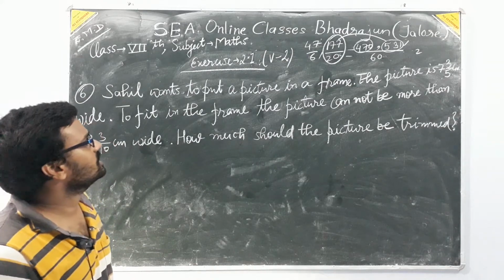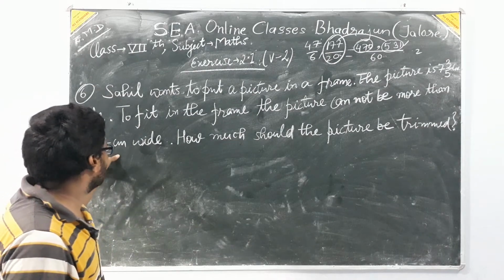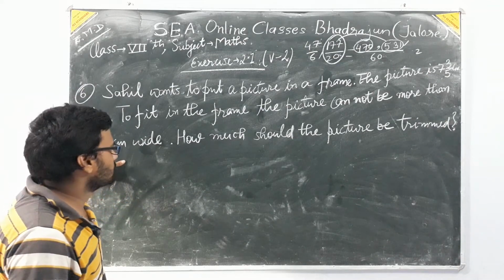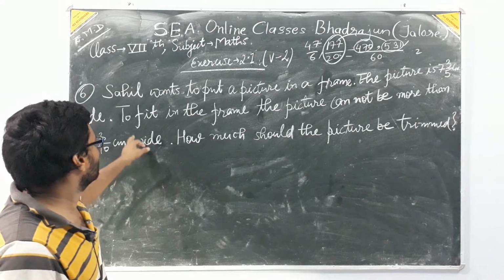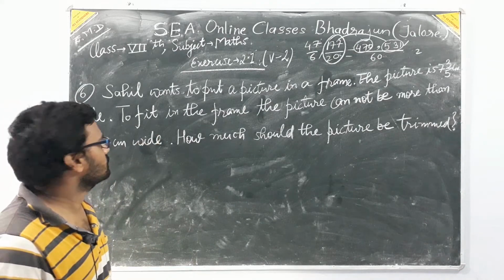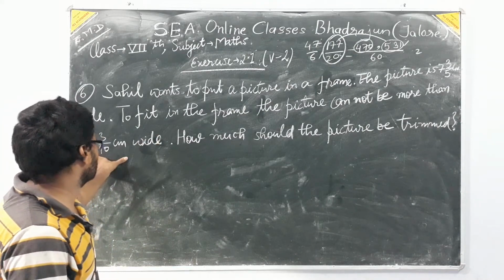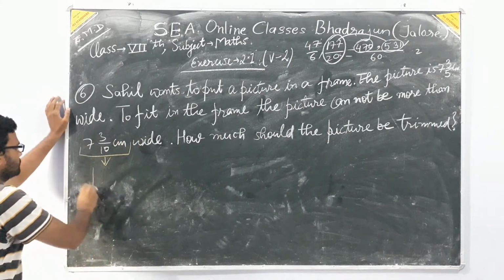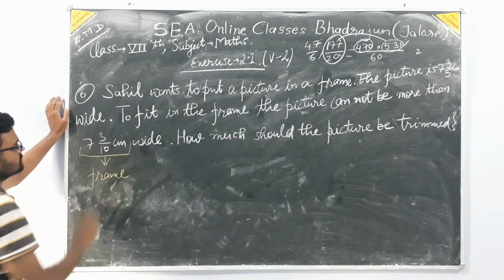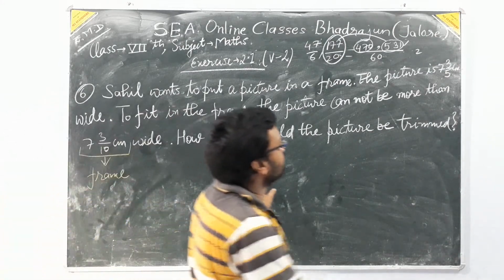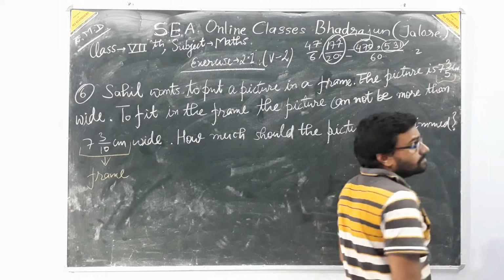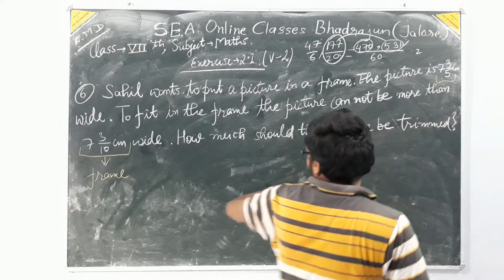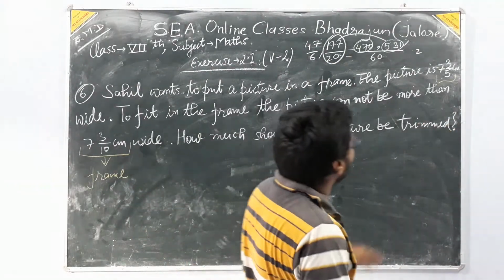So we have to subtract this length. Actually the picture is this much wide. To fit in the frame, the picture cannot be more than this one. So our frame is this much wide. This is the width of our frame, and this is the width of our picture. The picture is wider than the frame, so we have to subtract the length of the frame from this length.